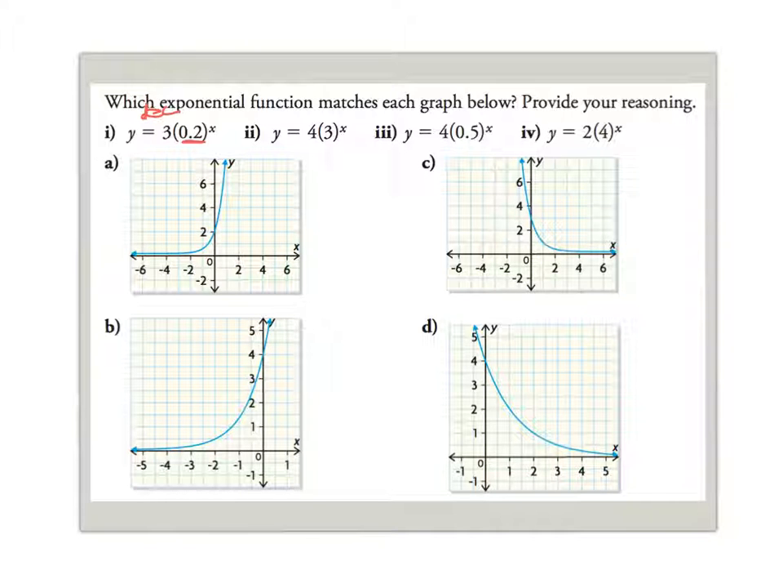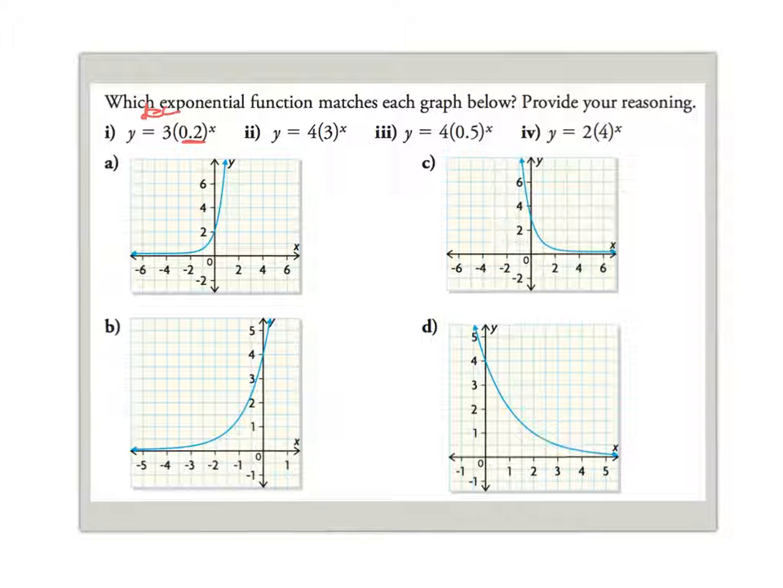Okay, so it's decreasing. So the two possible graphs that are decreasing are which two here? A, B, C, or D? C and D. C and D are decreasing. You should be able to tell that by looking at the graph. You should be able to look at a picture of a graph and tell me if it's increasing or decreasing. C and D here are decreasing. So it can only be C or D.